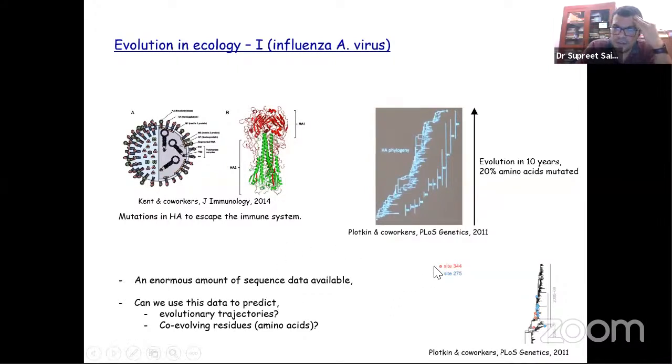Shown here is one such result. Their analysis of a decade of available sequences tells us that there is a site 344, this is the amino acid number. Whenever 344 changes, 275 changes very soon after. What that means is that 344 changes, and in a strain carrying this change at 344, if you introduce another change at 275, that strain becomes extremely virulent and easily spreads. Hence it's able to take over the population.